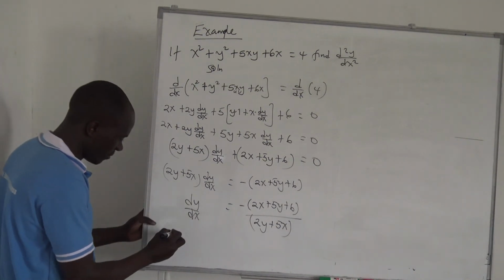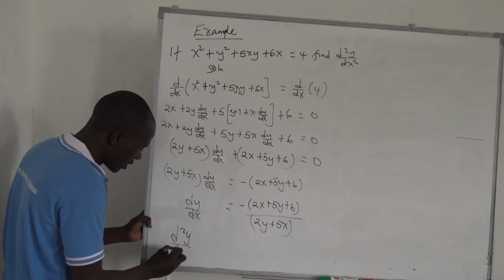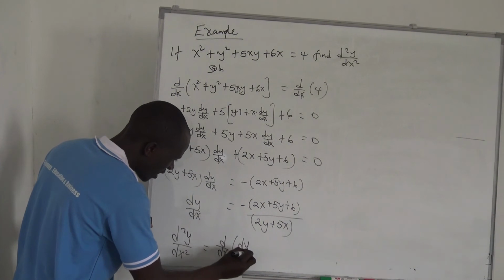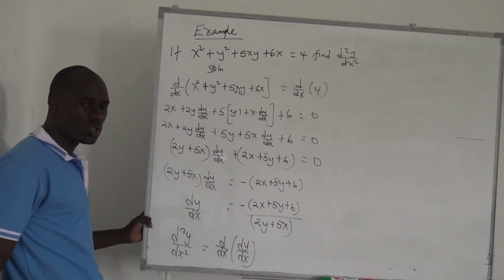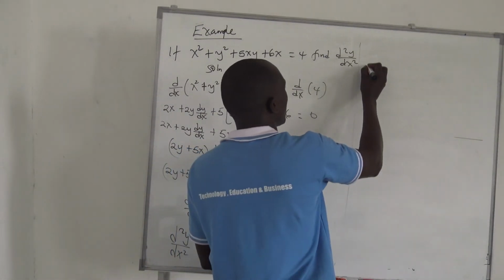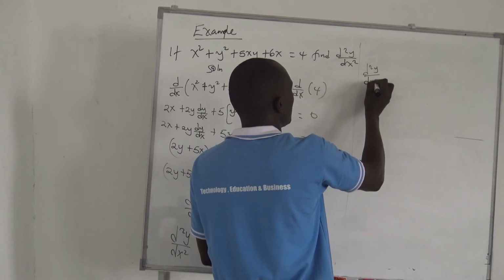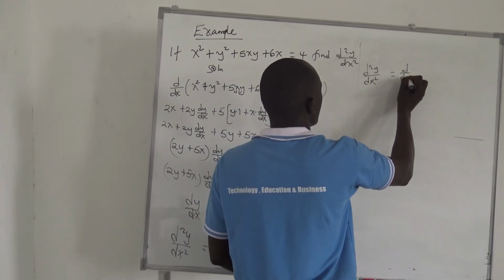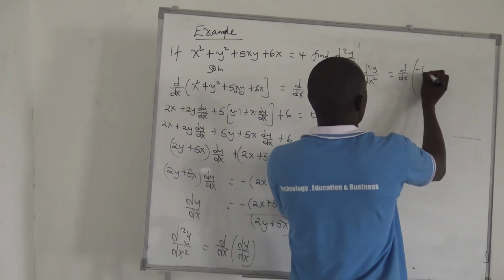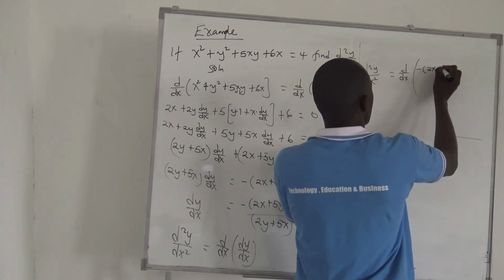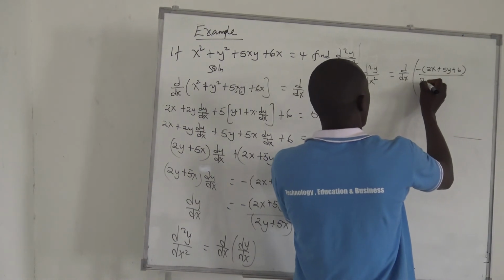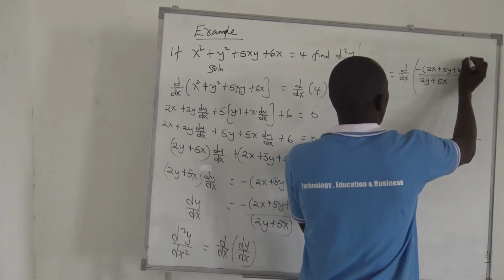Then to get d2y/dx squared, we are going to look at d/dx of dy/dx. So we're going to differentiate this one afresh. When we continue differentiating that one, what will come out will be the second derivative. So d2y/dx squared is the same as d/dx of what was dy/dx, which is already up there: negative of 2x plus 5y plus 6 all over 2y plus 5x.